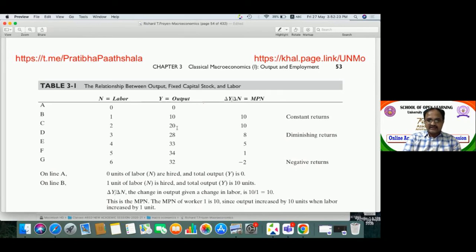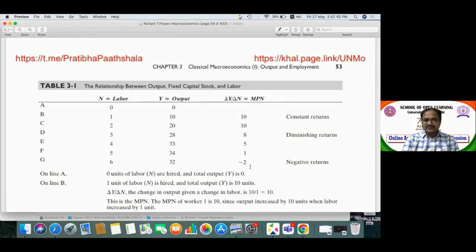Dear student, I can say that one more unit of labor input can increase output. Earlier output goes from 10 to 20, the difference is 10. 20 to 28, an 8 difference. 28 to 33, only a 5 difference. So this difference is the MPN. So what is happening? Output is increasing, but earlier at a constant level, and after the diminishing stage it is going to negative.